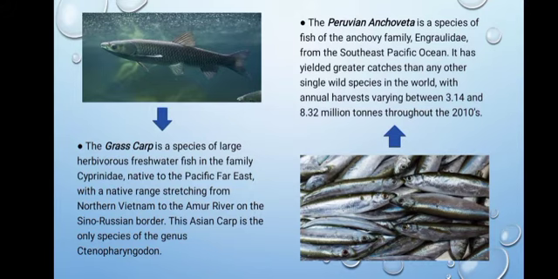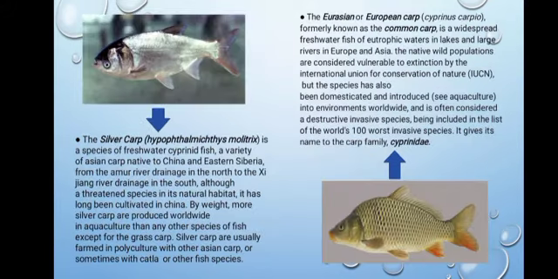Next is the silver carp, or Hypophthalmichthys molitrix, a species of freshwater cyprinid fish, a variety of Asian carp native to China and eastern Siberia, from the Amur River drainage in the north to the Xijiang River drainage in the south. Although a certain species in its natural habitat, it has long been cultivated in China.